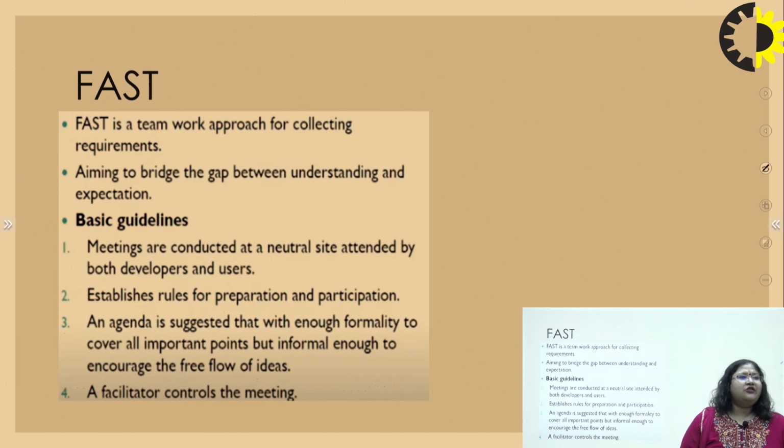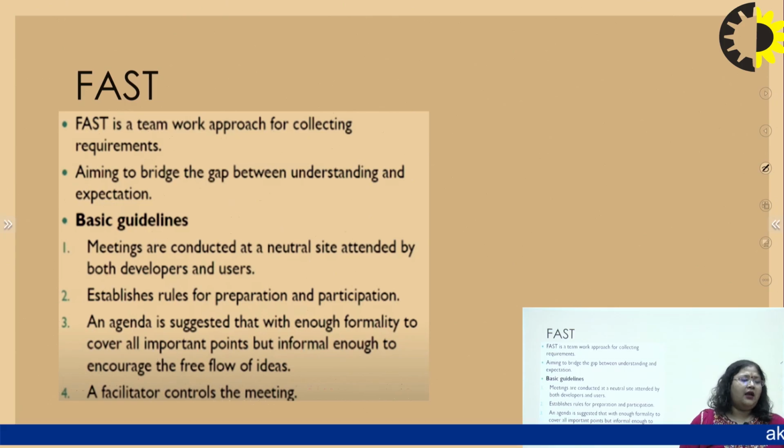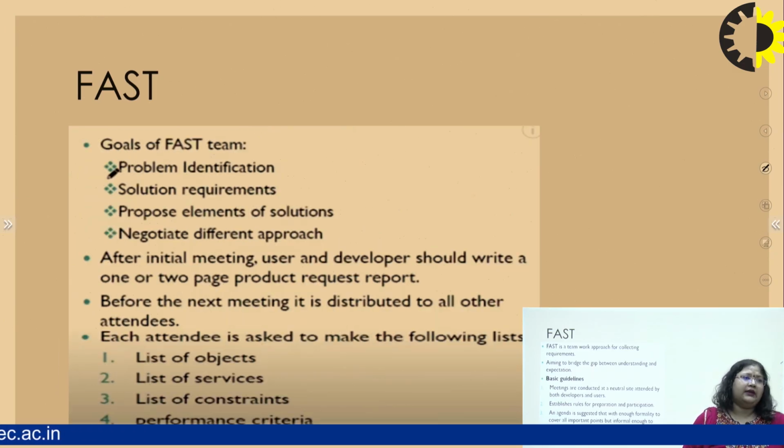Now the basic guidelines of FAST are that meetings are conducted between the developers and the users at a neutral site, so there is no conflict between them, and we have defined rules for the preparation and the participation in this agenda discussion. The agenda is that each and everyone covers all the important requirements, either in a formal way or by stating ideas in a free-flow way. And we define a facilitator whose main aim is to resolve the issues or solve the conflicts.